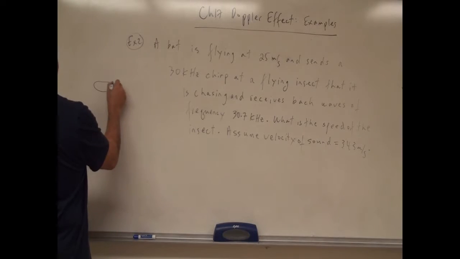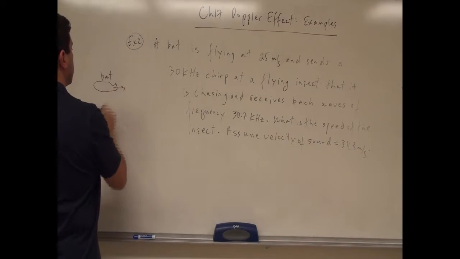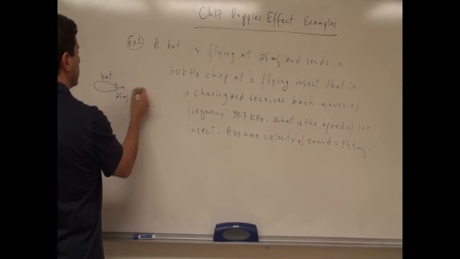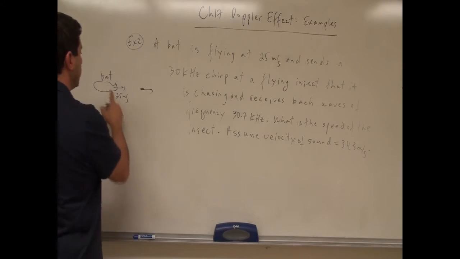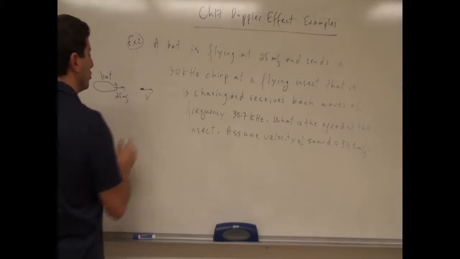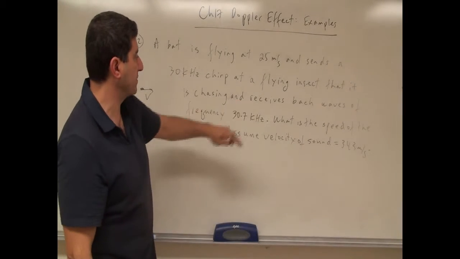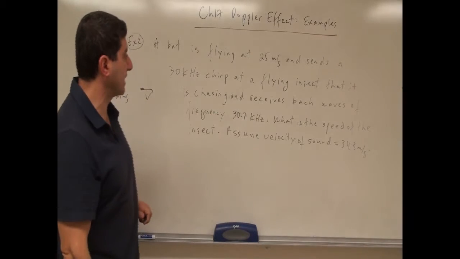So imagine this is the bat here, moving this way, right? And then we're given the speed of the bat, 25 meters per second, and the insect is also moving this way because the bat is chasing it, but we don't know the velocity of the insect, right? So then it says it's chasing and receives back waves of frequency 30.7 kilohertz.